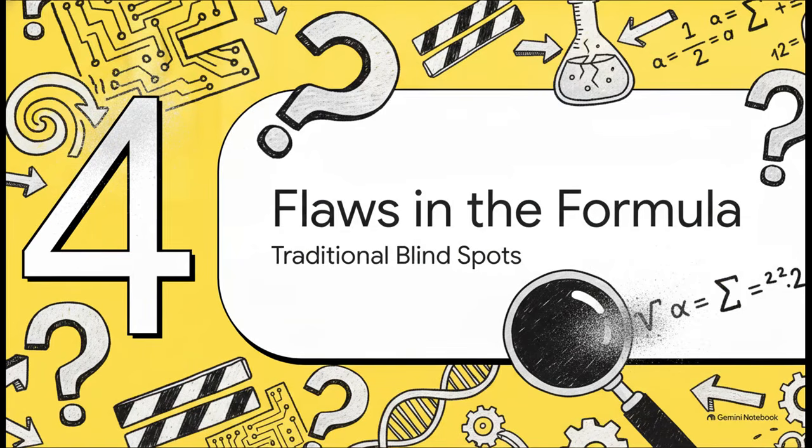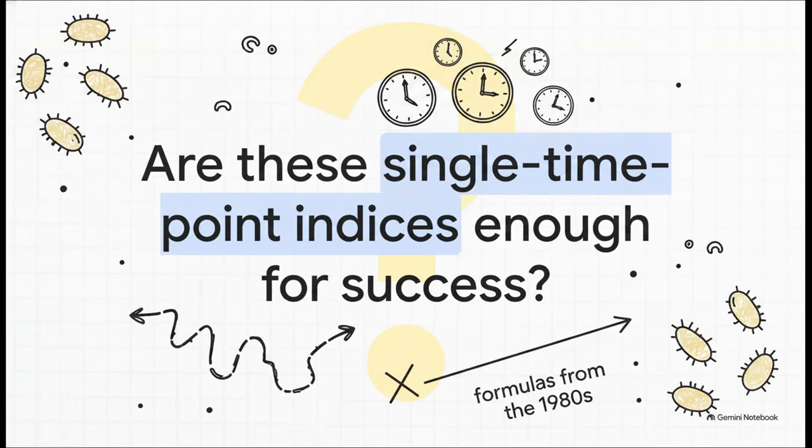All right, Section 4, the flaws in the formula, and our traditional blind spots. So here comes the plot twist in our scientific narrative. As pharmacology has evolved, researchers have started to realize a harsh truth. Are these single snapshot indices really enough to guarantee success? The scary answer is, maybe not. The formulas we've sworn by since the 80s might actually be missing a massive part of the picture.